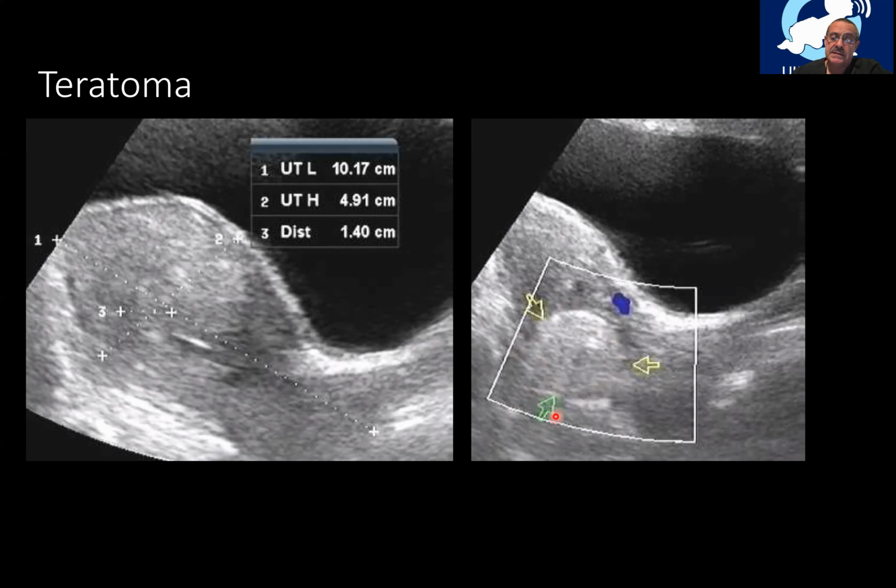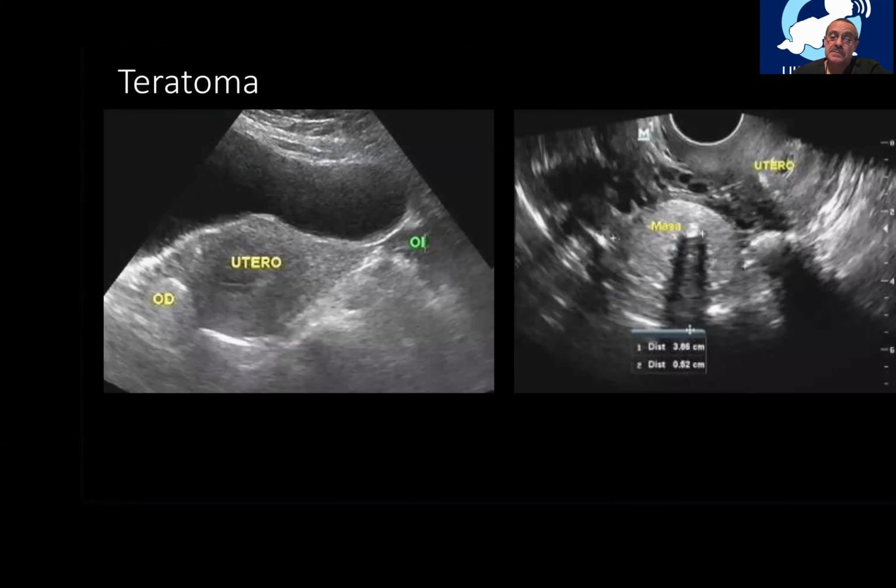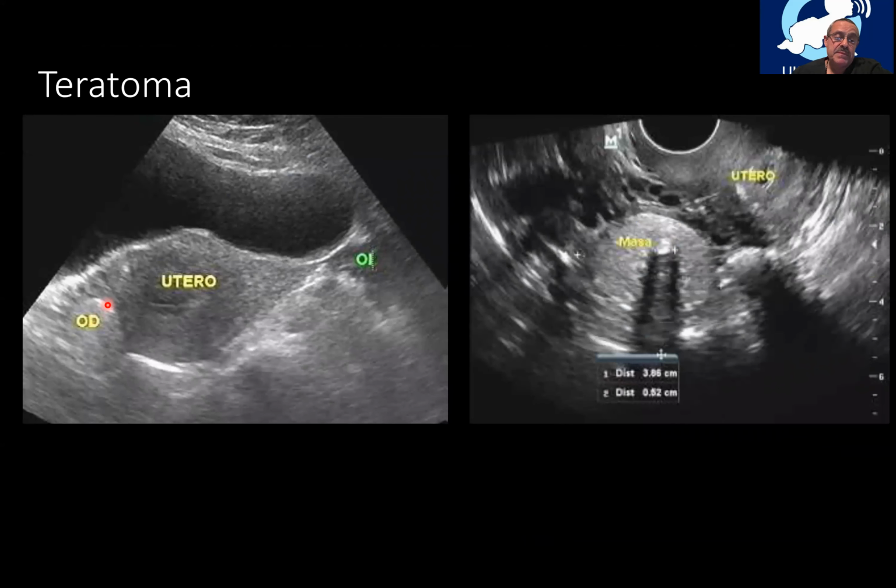Adnexal solid cystic-like mass. Same adnexa. Solid in echoes, but cystic in nature mass, complex cyst teratoma. From the vaginal approach, same thing with more details and acoustic shadowing. You don't always have to find an acoustic shadowing in order to be very accurate to guess a teratoma.